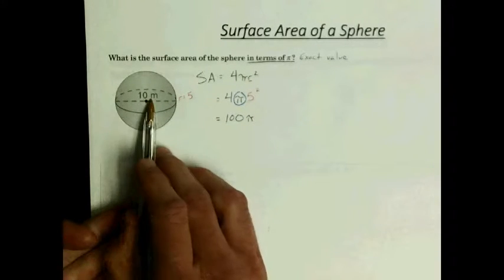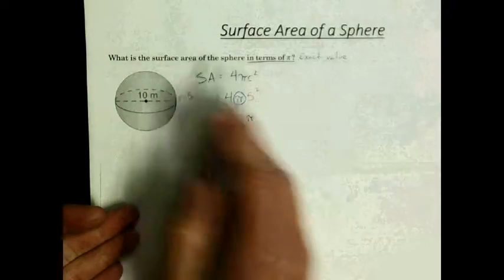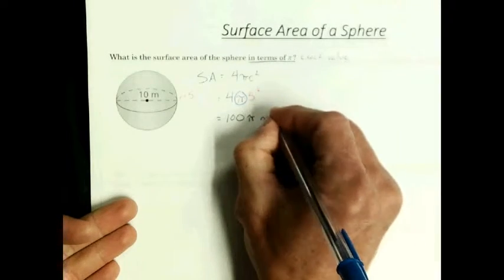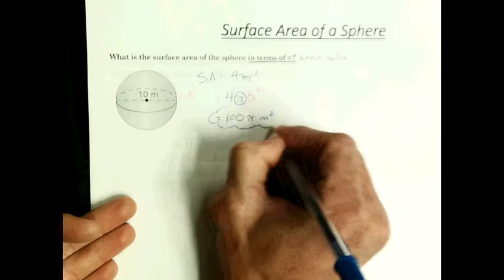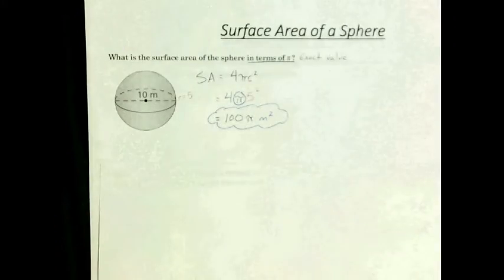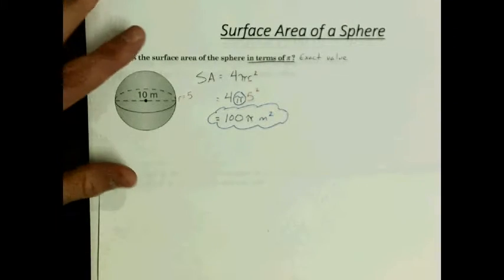We're talking about meters, but this is area, so we're going to be talking about squared meters, and that is our result in terms of pi by itself.